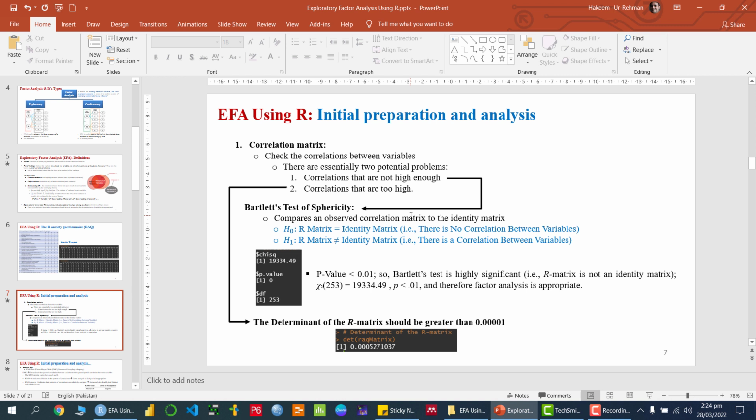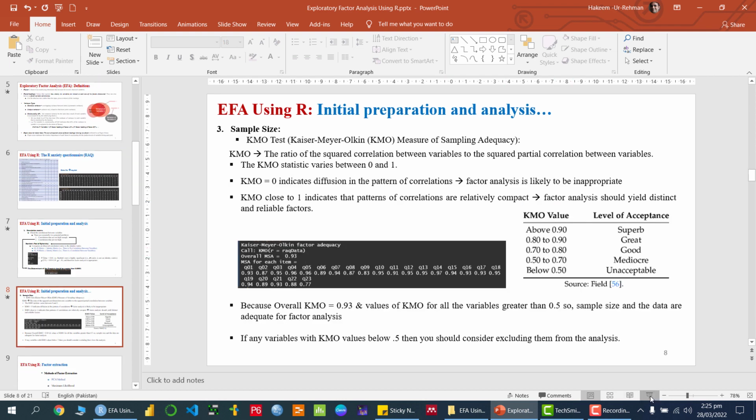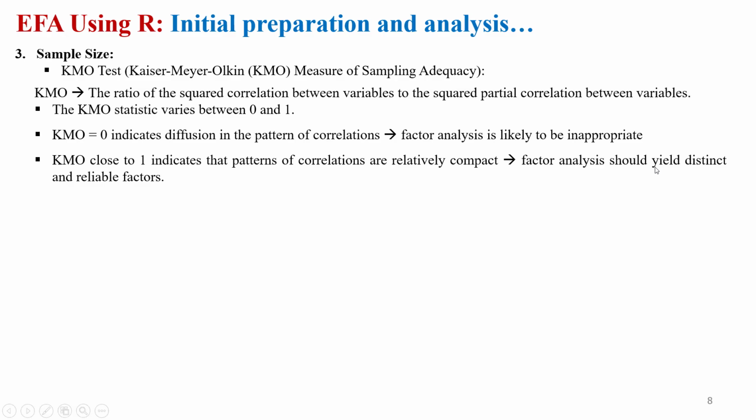So there is enough correlation, which is appropriate for factor analysis, but there is not too much correlation, which may possibly create certain problems. Once we have done this with the help of correlation, the next thing we need to check is the sample size, that is, whether the sample size is appropriate or not. For that, we are going to apply the KMO test, that is known as the measure of sampling adequacy.